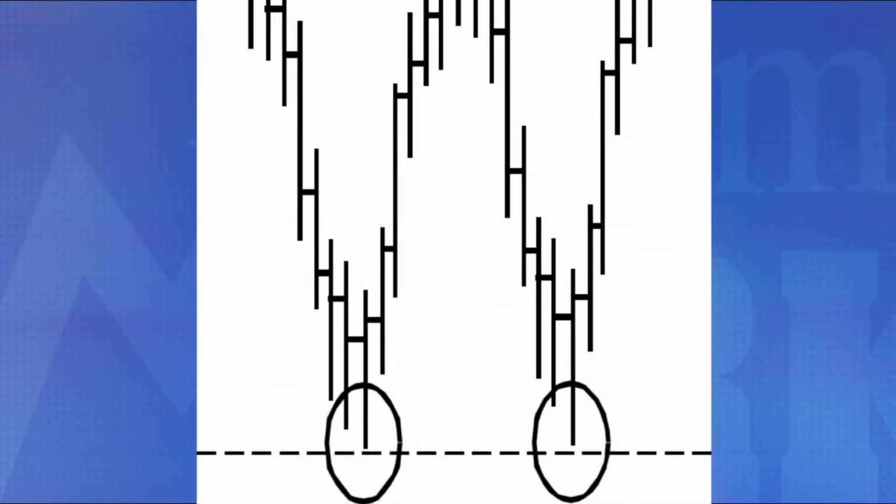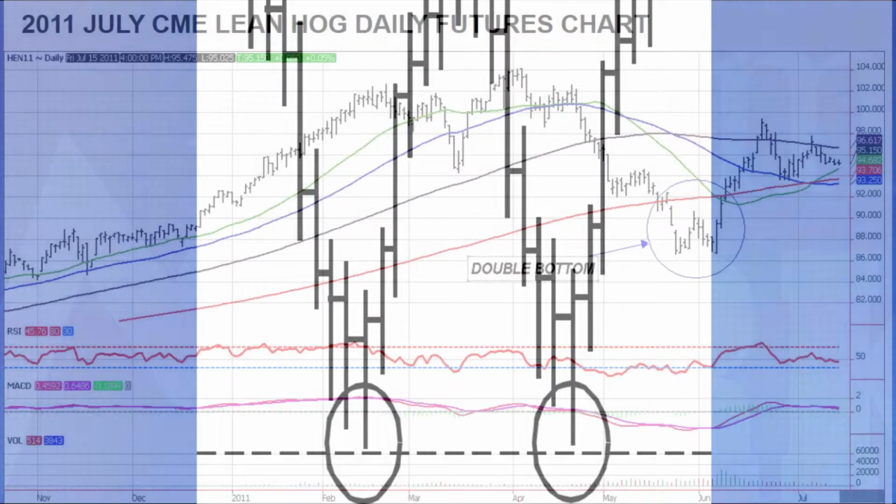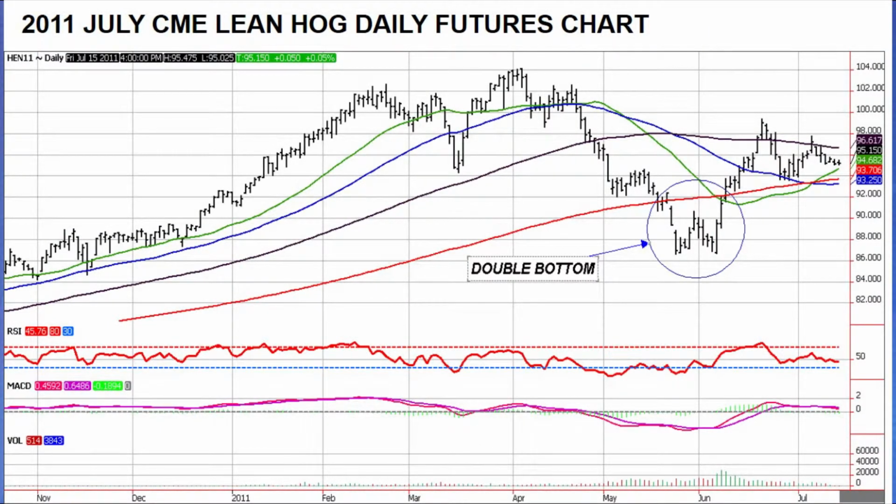There's also double bottoms. Note the double bottom along the major support plane, more significant than the single. It's basically an upside down top. Here's an example with the 2011 July CME Lean Hog daily futures chart. There's a classic example of a double bottom. Again, you draw the resistance plane, it breaks above that resistance plane and the market goes considerably higher.